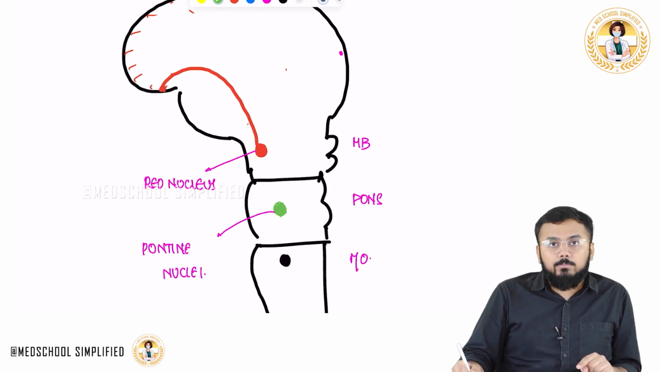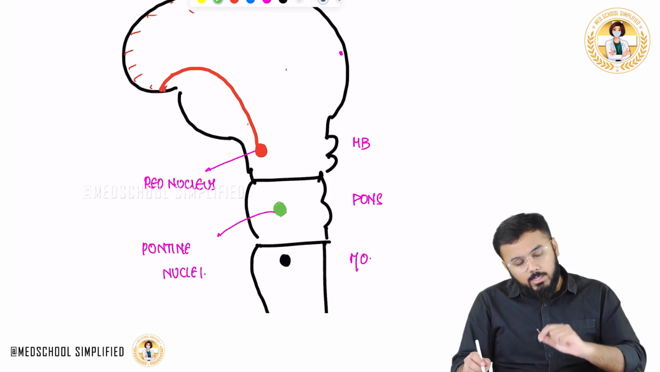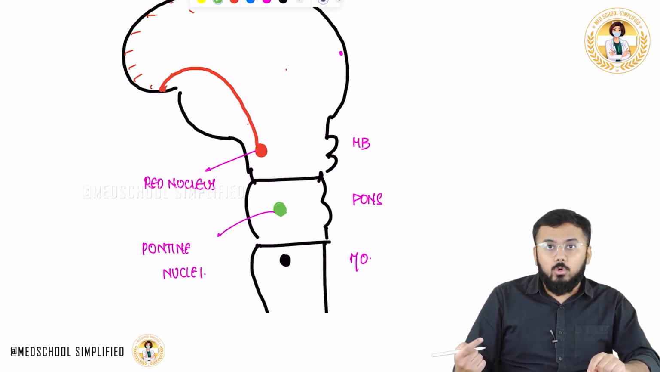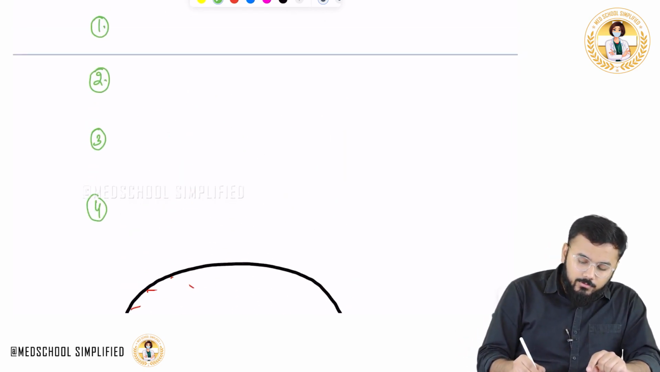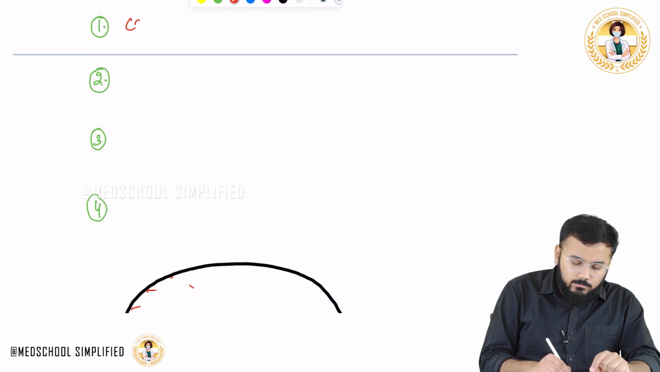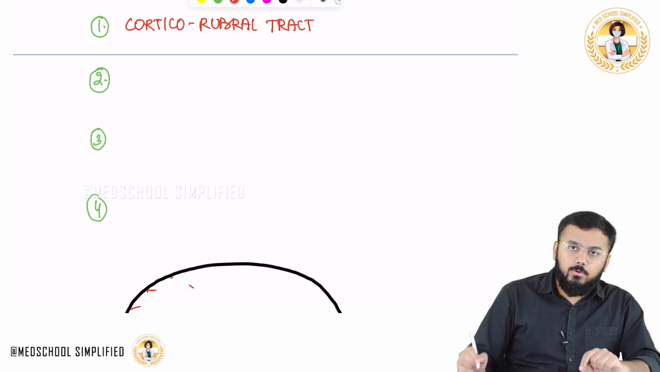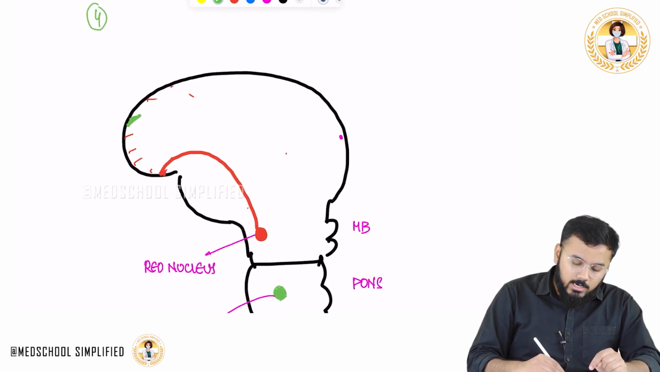So this fiber, which is starting all the way from the cortex to the red nucleus, is called the cortico-rubral tract. Why rubral? Because it is red. Okay, so the first important fiber is the cortico-rubral tract. Okay. Next important fiber.